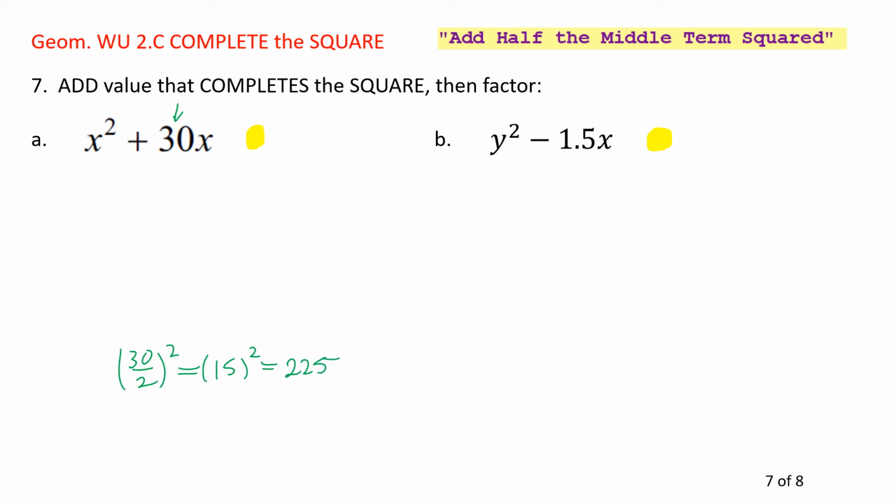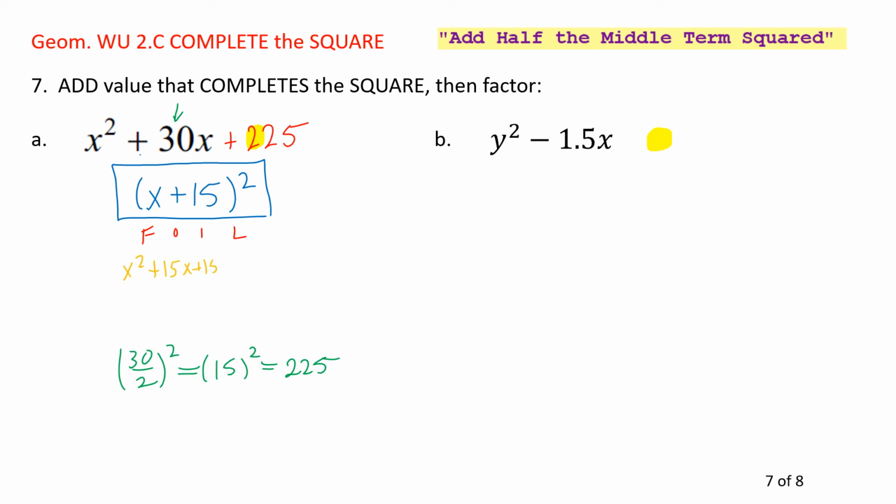The term that completes the square is 225. That means this factors into x plus, in this case, half the middle term squared. And if you don't believe it, you can FOIL that back out. And you'll find out that it equals x squared plus 15x, and again, and then plus 225, which is x squared plus 30x plus 225, which is what I had up there originally.